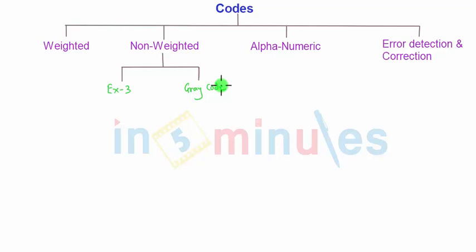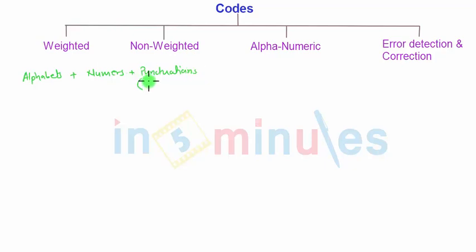Now in this session, the next topic, we will see the alphanumeric codes. What are alphanumeric codes? They are also categorized into 2 parts, but first let us try to understand the concept. An alphanumeric code consists of alphabets plus numbers plus punctuation marks. Punctuation marks are exclamation marks, commas, semicolons, brackets, square brackets, hashtag. These are the various symbols which are called punctuation marks.